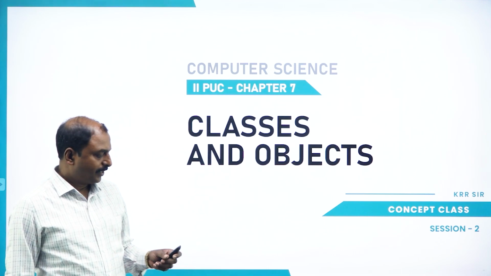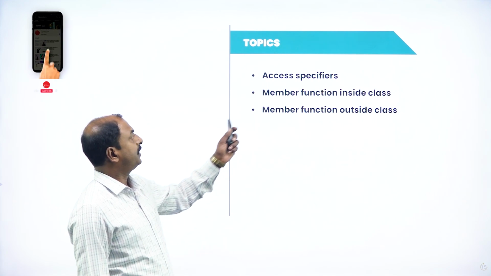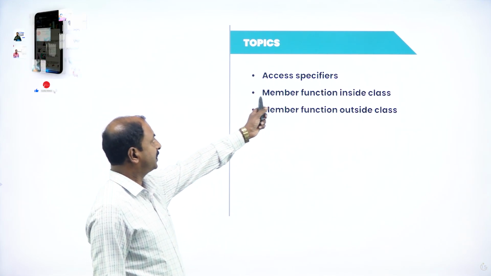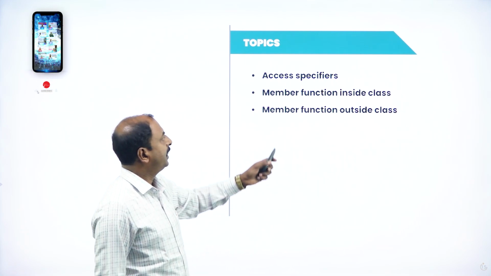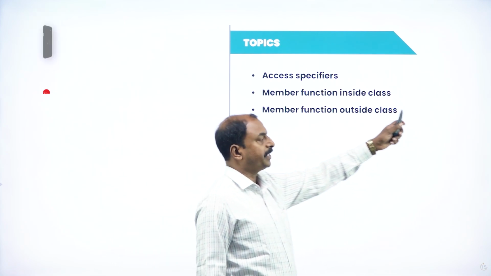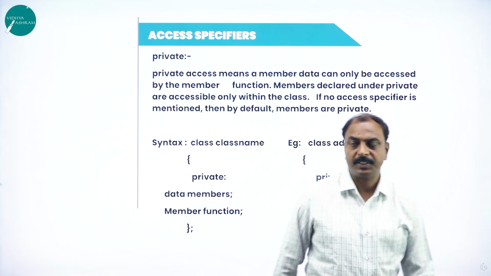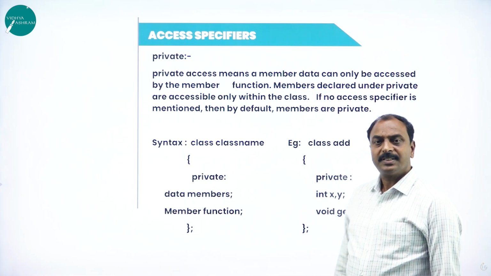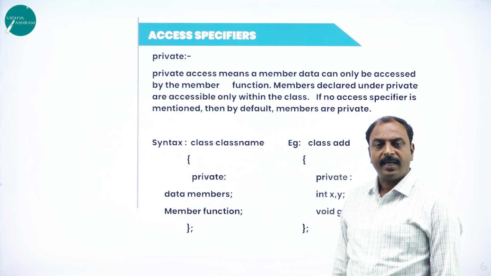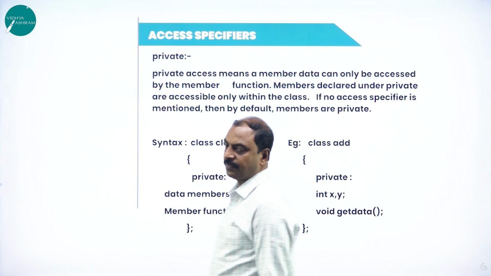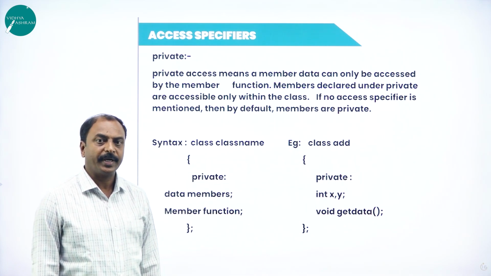Students, today in this session we can discuss these topics. One is access specifiers, member function inside a class and member function outside a class. Now let us see the definition of access specifier. In the previous session we have learned the definition of access specifiers and which are all those access specifiers. They are private, public and protected.